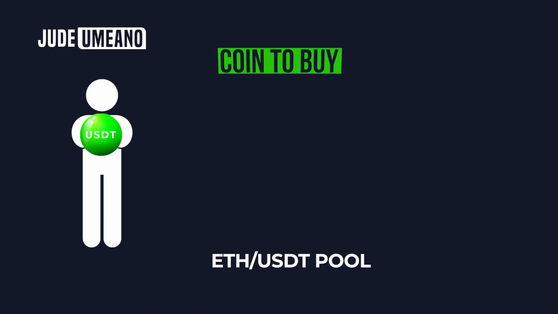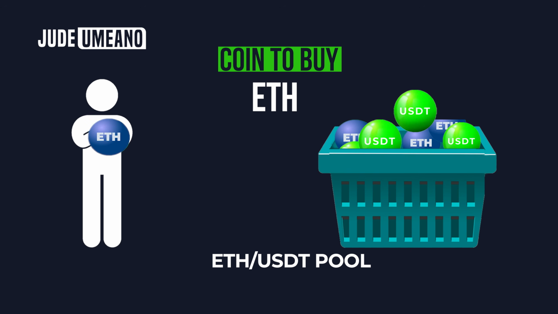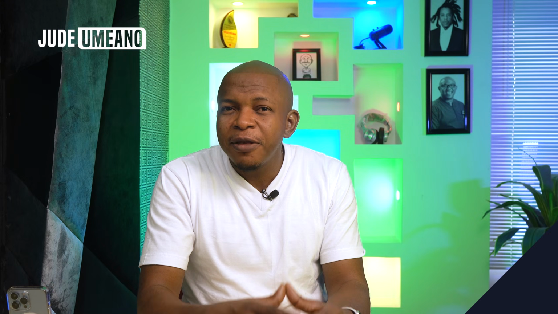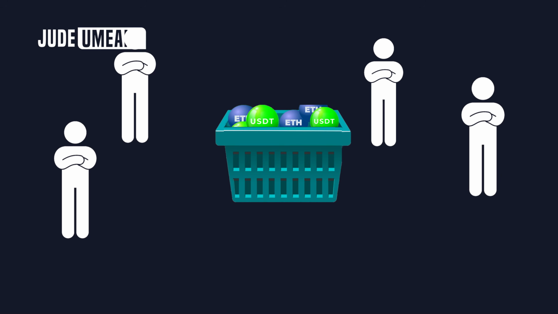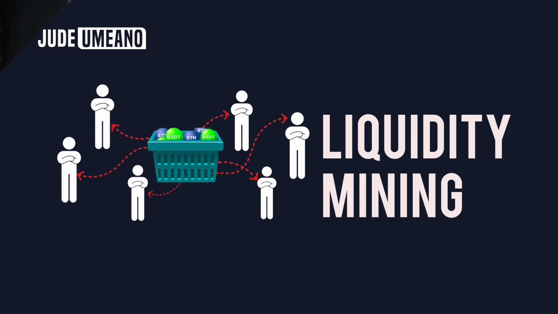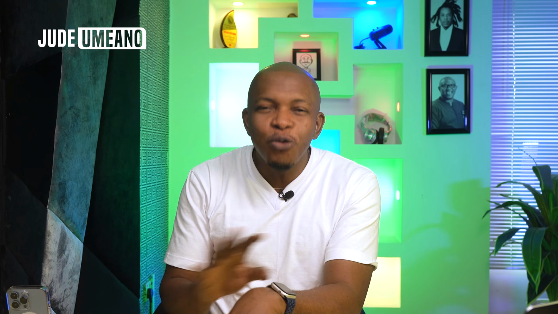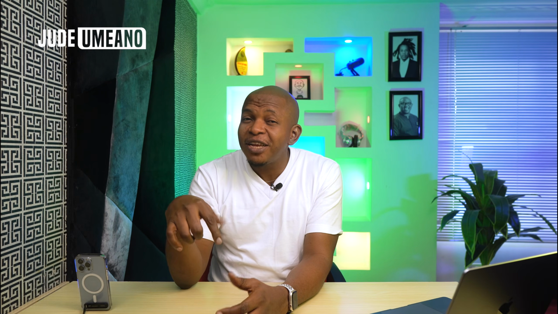Let's say someone has USDT and wants to buy ETH. He can come to the pool and exchange his USDT for a proportionate amount of ETH at the market price. This is called swapping. But he is going to pay a fee for using this pool. This fee is distributed to all those that added liquidity to this pool. And this process is called liquidity mining. The whole process is encoded into a smart contract, so no one can cheat the system. I hope this is perfectly clear. You can always drop your question in the comment section.